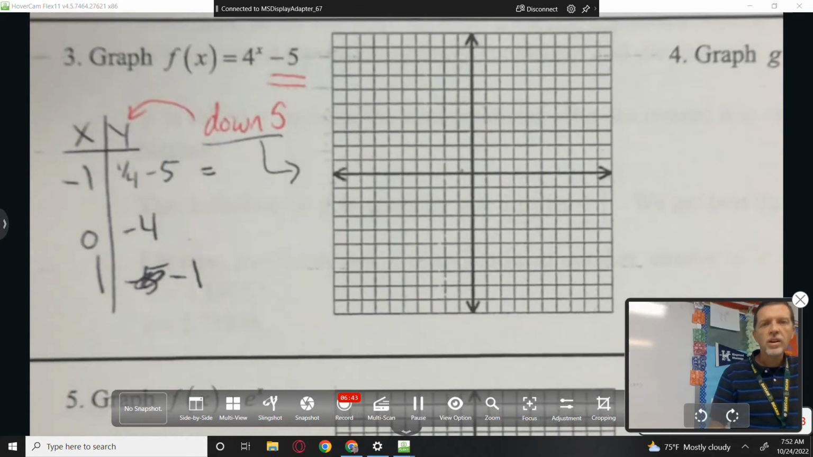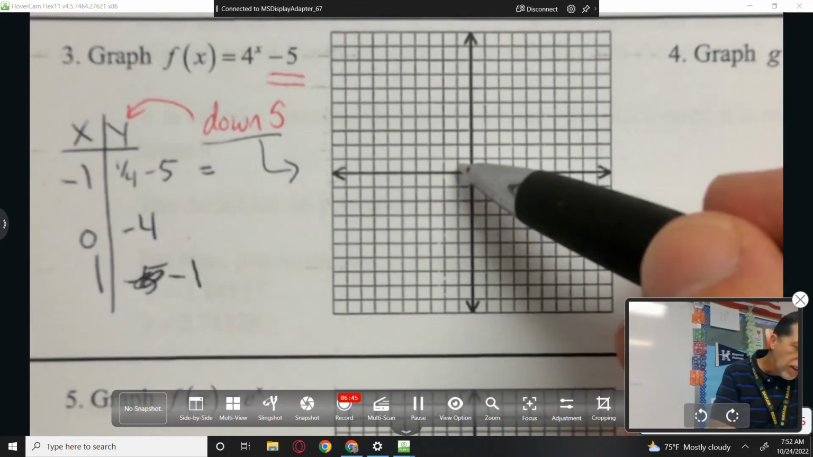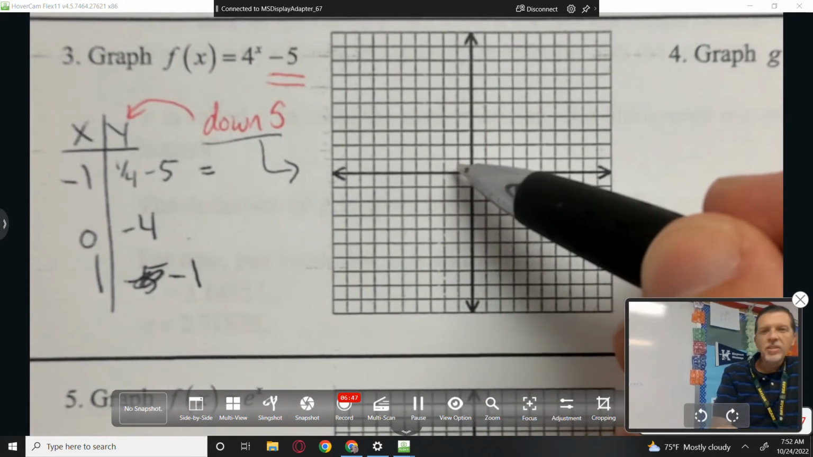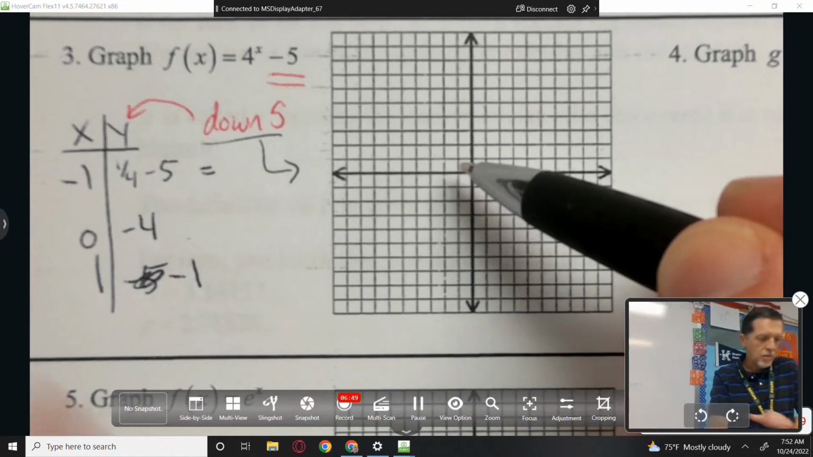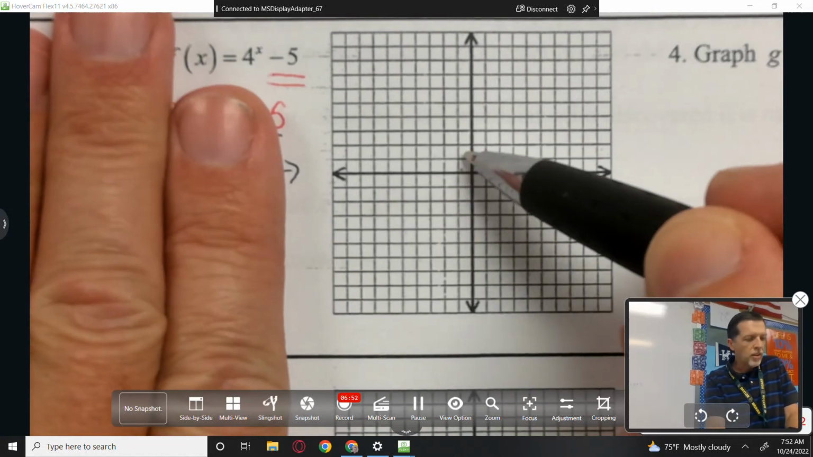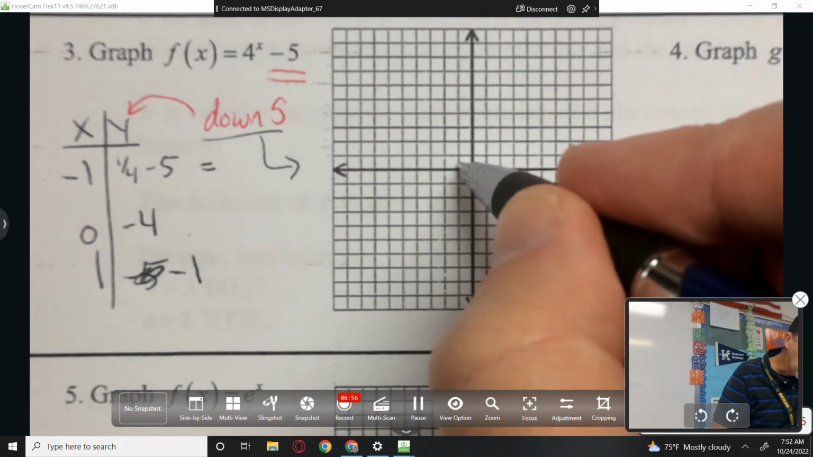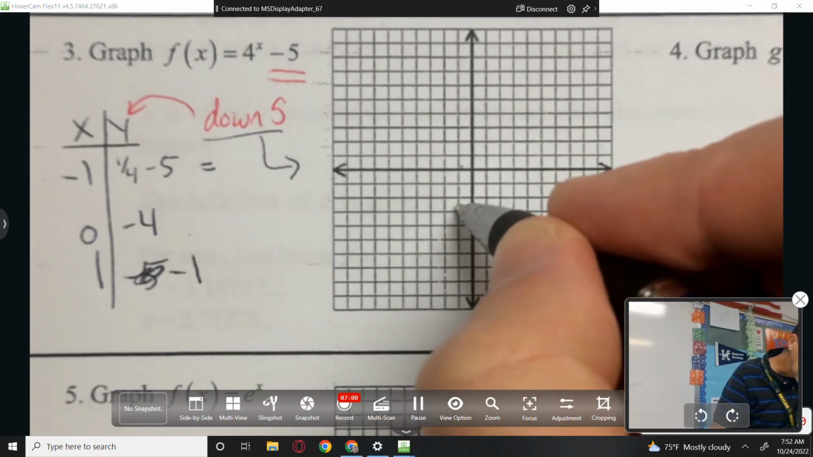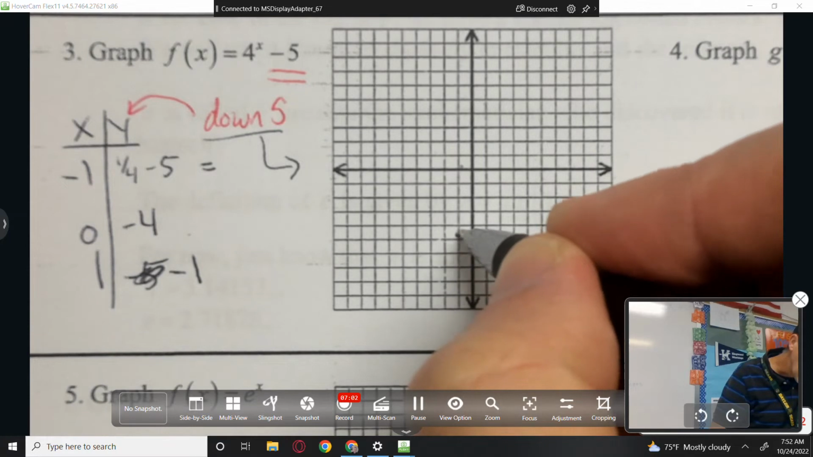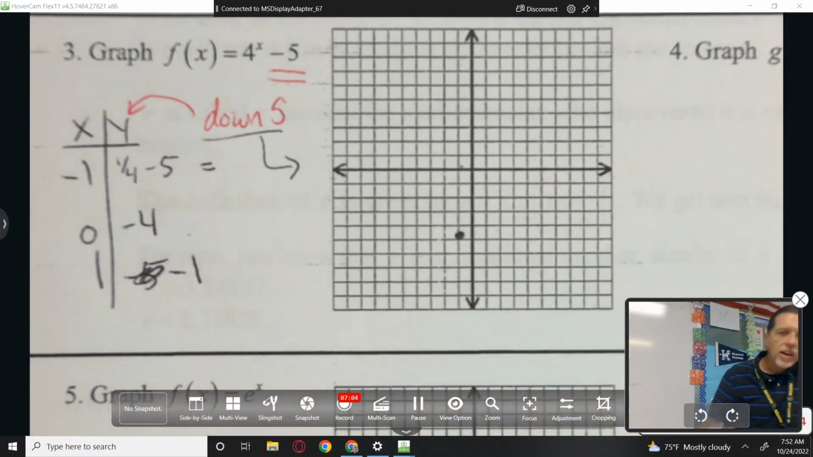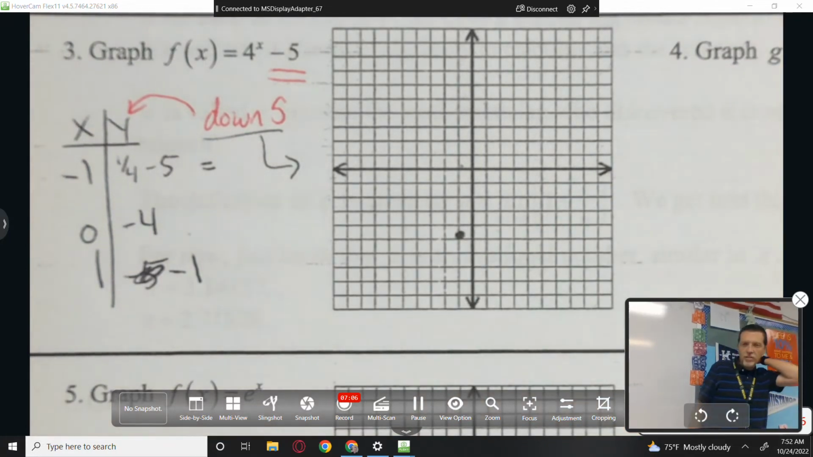Zoom way in here. One way to accomplish this down 5 is to not worry about the table and just, from the graph, go down 5 from each point. So start there, down 1, 2, 3, 4, 5. And if adding or subtracting fractions messes with you, you can kind of avoid it. Just move 5 spots down on the graph.